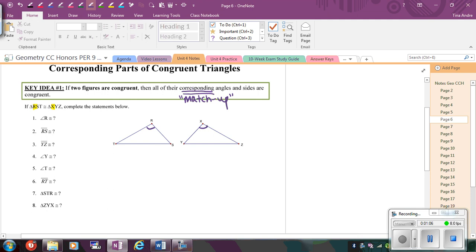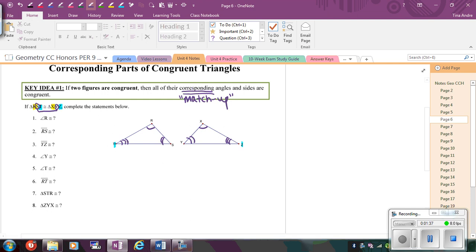be congruent. And then same thing for the middle letters. S and Y are both in the middle, so those match up. That means angle S and angle Y must be congruent. And lastly, T and Z are in the same position, so those match up, T and Z. That means those are also going to be congruent because they're corresponding parts of congruent triangles.